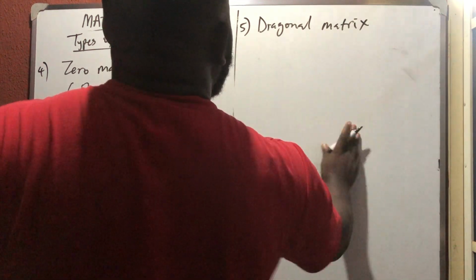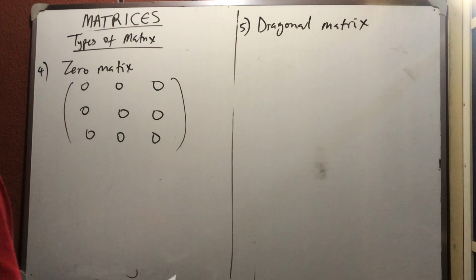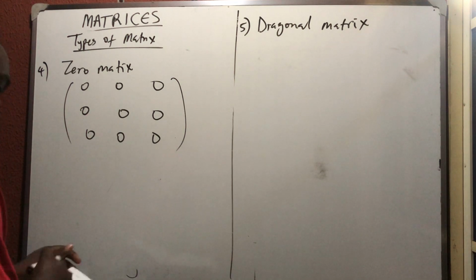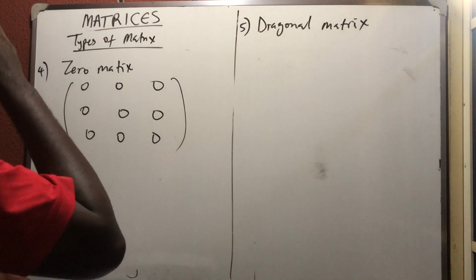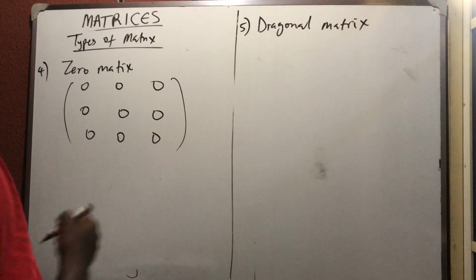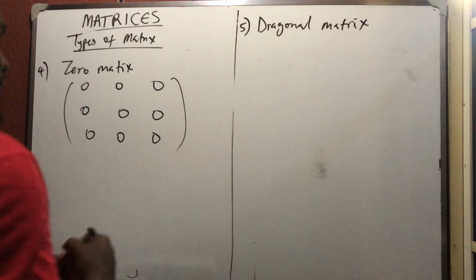Now, for a diagonal matrix, it's a square matrix. First of all, it's going to be a square matrix, and then the diagonal must be a number. The diagonal must be a number, while the other entries will be 0.